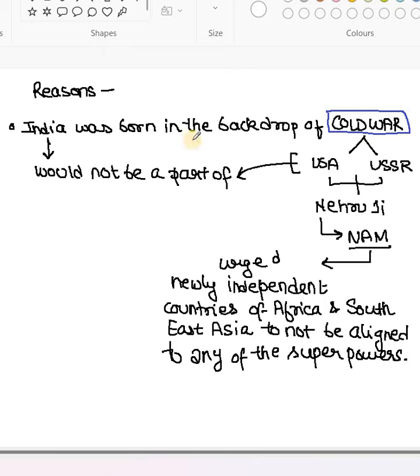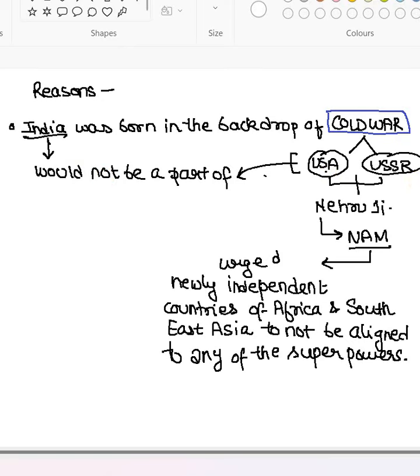The reason was India was born in the backdrop of the Cold War. When we got our independence, we had just come out of the Second World War. We were facing the Cold War, wherein two blocks were getting formed, USA and USSR. But Nehru ji did not join any of these blocks. Nehru ji very specifically said that India would never be a part of either USA's block or USSR's block.